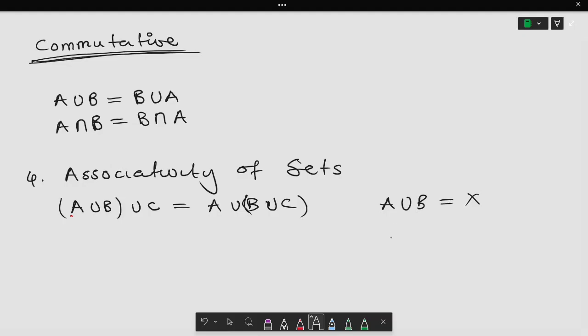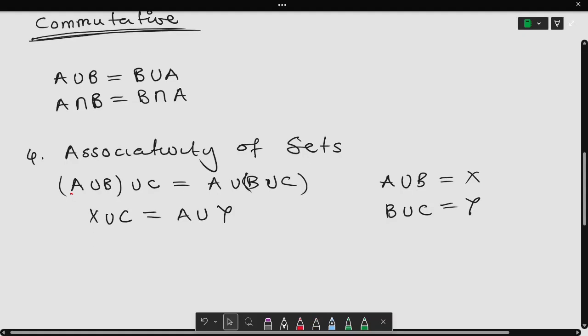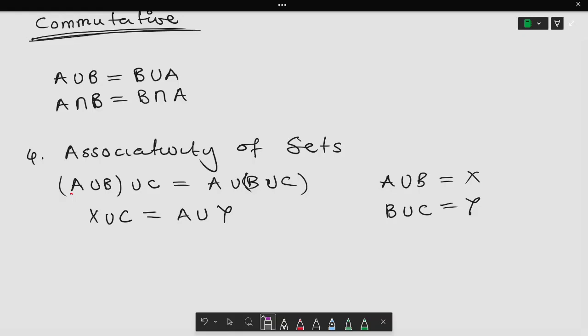So if we were saying that A union B is equal to set X, and B union C is equal to set Y, we can say that X union C is the same as A union Y. That's what we mean by associativity. Some things are not associative, but for sets, we are saying that sets are associative.